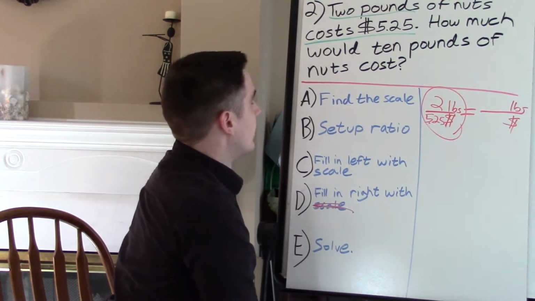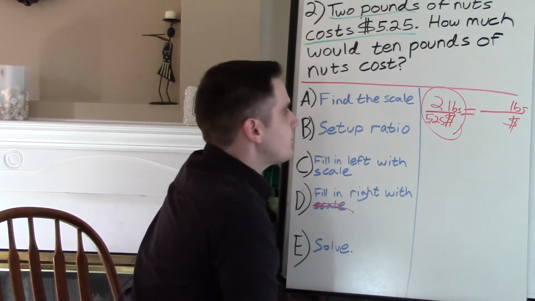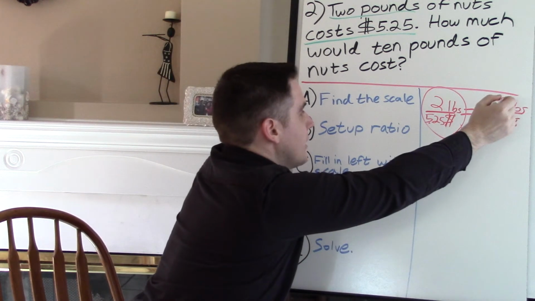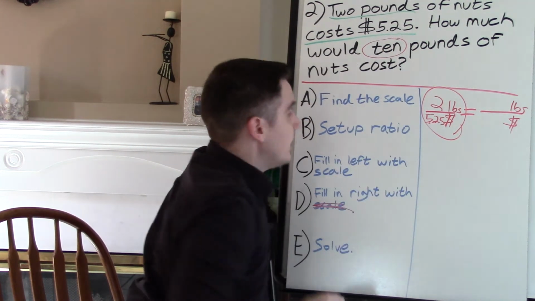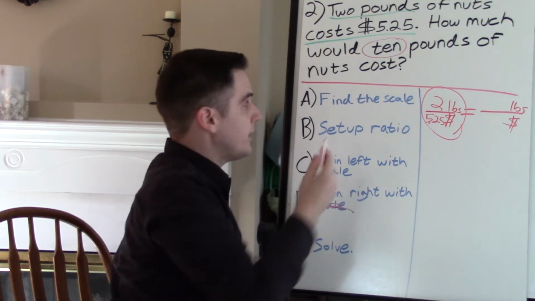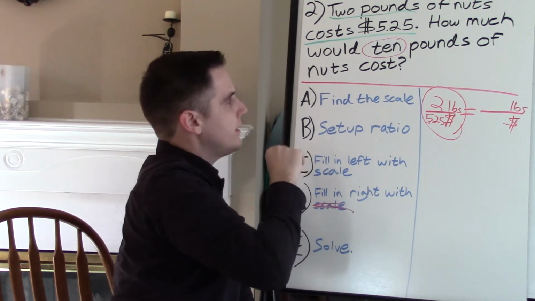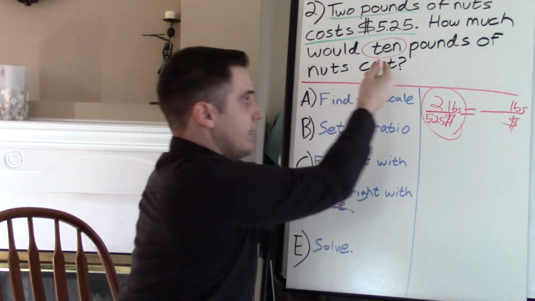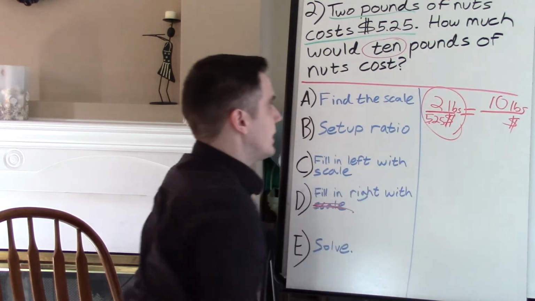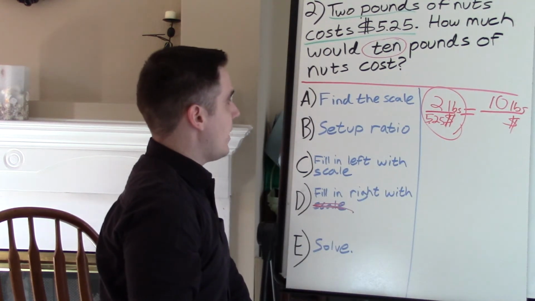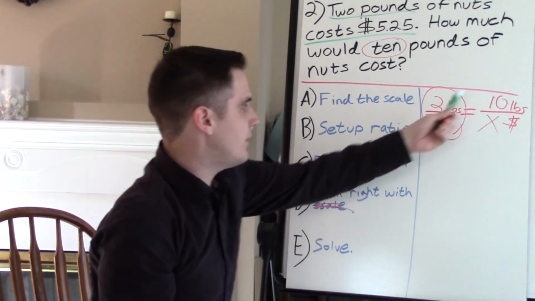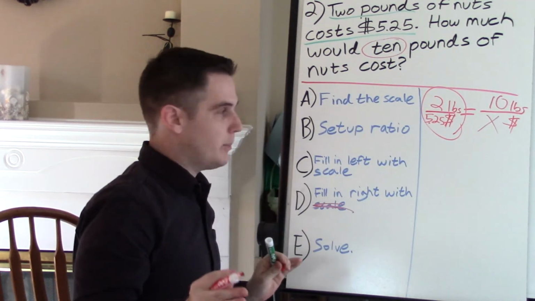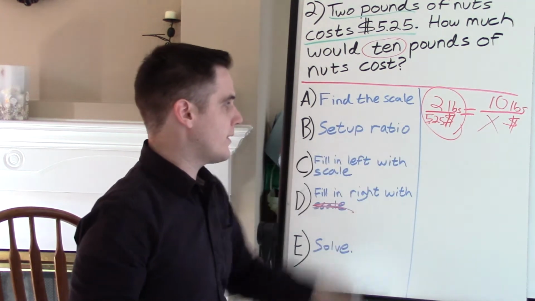Fill in the right with the problem, not the scale. So over here, how much would 10 pounds? It's not a number, but it's written for you still. Don't get confused by, oh, this one's written and this one's in number form. No. 10 pounds is 10 pounds. And how much would the 10 pounds cost? Well, I don't know. So there's your x. This is everything we know from the problem without having to really think about it. This is the one we don't know, we have to solve for.